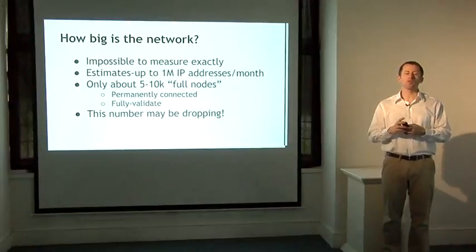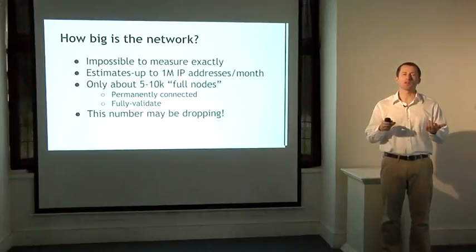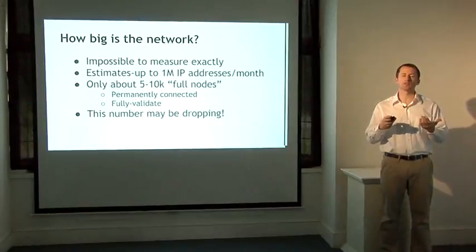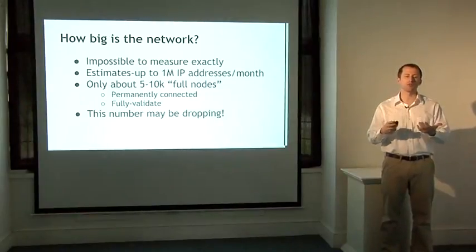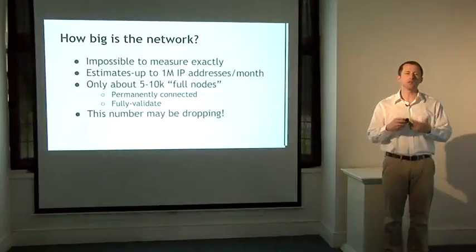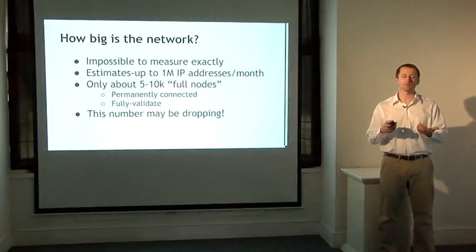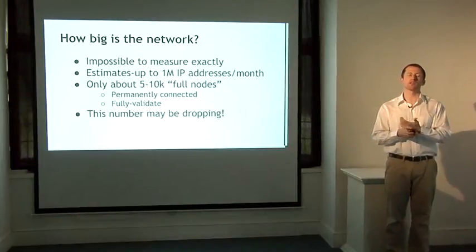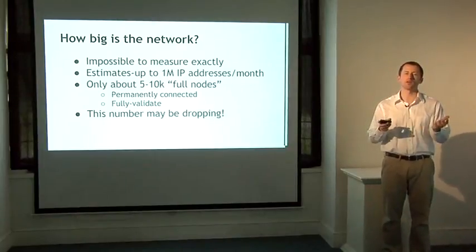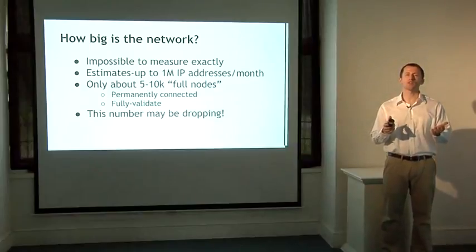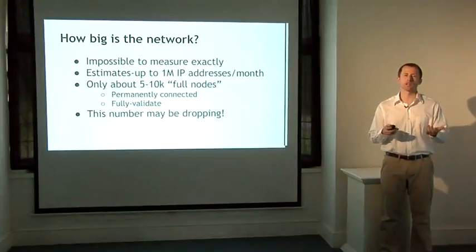But if you look at full nodes that are actually permanently connected and are fully validating every transaction they hear and running the full protocol, it's only about 5 or 10,000, which may be a surprisingly low number. And in fact, that number may be dropping. There's no evidence that the number of fully validating nodes is going up, and there's some concern that the number of fully validating nodes is actually going down.